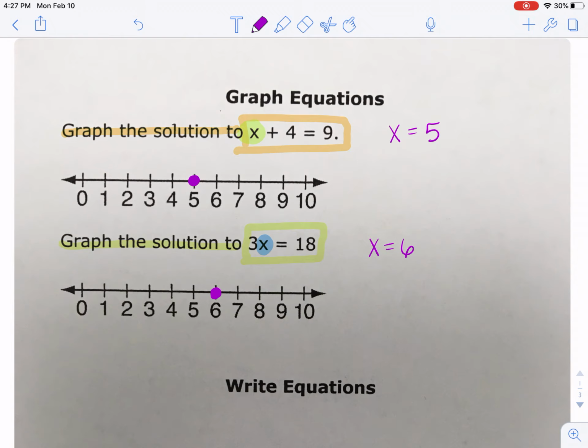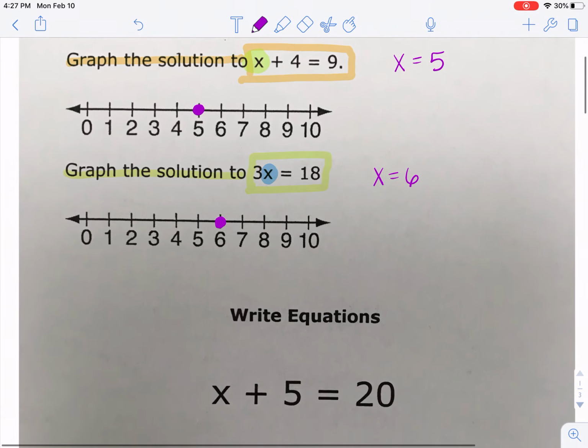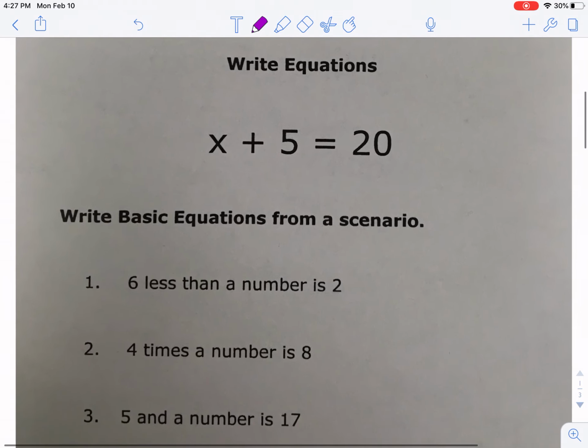And that's it. That is how you graph equations. So hopefully you have a good hang of it now. With those two examples, I hope you can see that it's pretty easy to do. And now we're going to talk about writing equations.